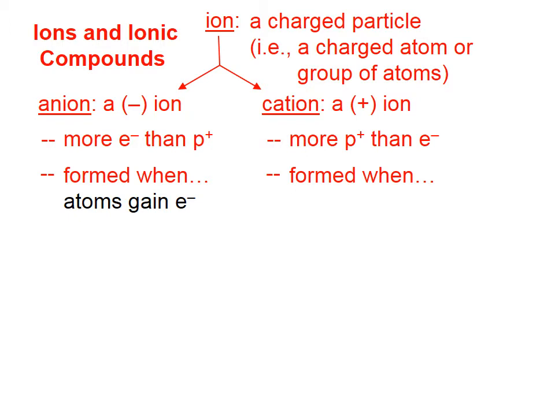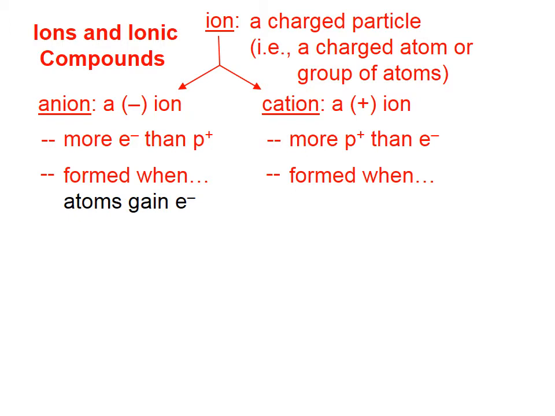So I'm an atom, I'm neutral. If I gain an electron, I'm now an anion. I have a net charge of -1. If I gain 2 electrons, I'm an anion. I have a net charge of -2.